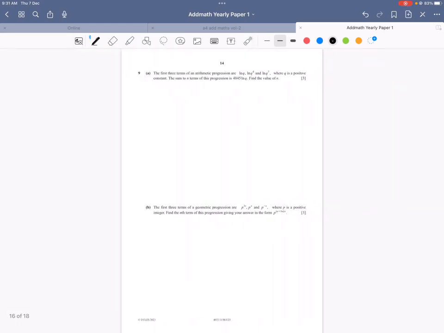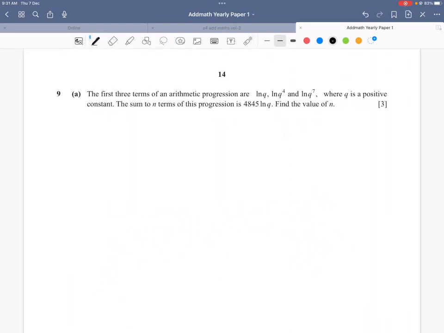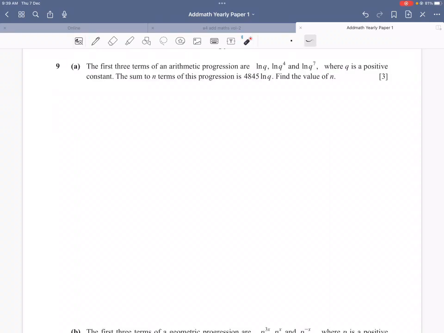Alright, after that, question number 9. The first three terms of an AP are ln q, ln q^4 and ln q^7, where q is a positive constant. The sum to n terms of this progression is 4845 ln q. Find the value of n.